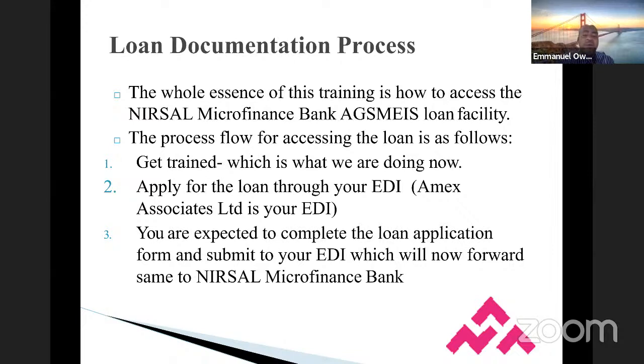So the process flow for accessing the loan is as follows. First of all, you get trained, which is what you are doing now. This is what you have been doing since Monday. Nobody can access that loan without getting trained by an enterprise development institution like AMES Associates. So you have commenced the training, which is ending shortly. And then after the training, we now run out your certificates, which means you have been trained. And then you can apply for the loan through us, we as the ED, AMES Associates.